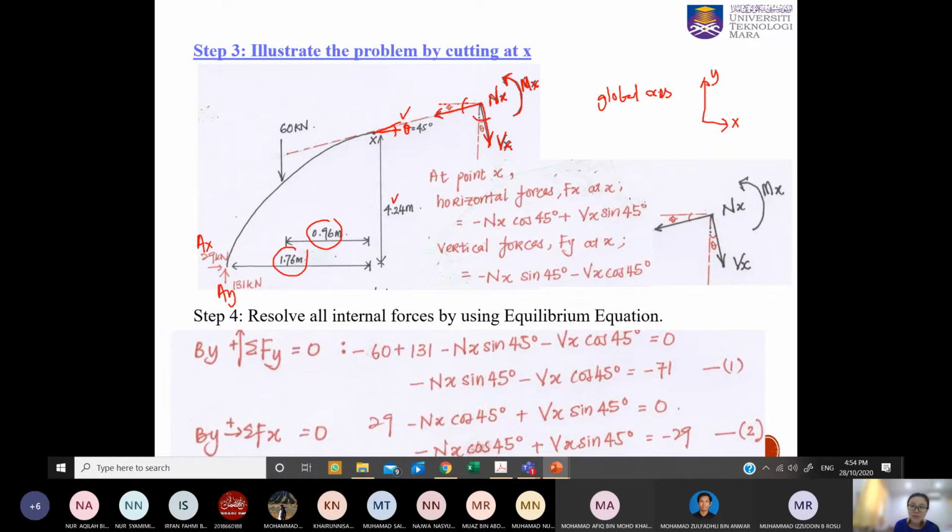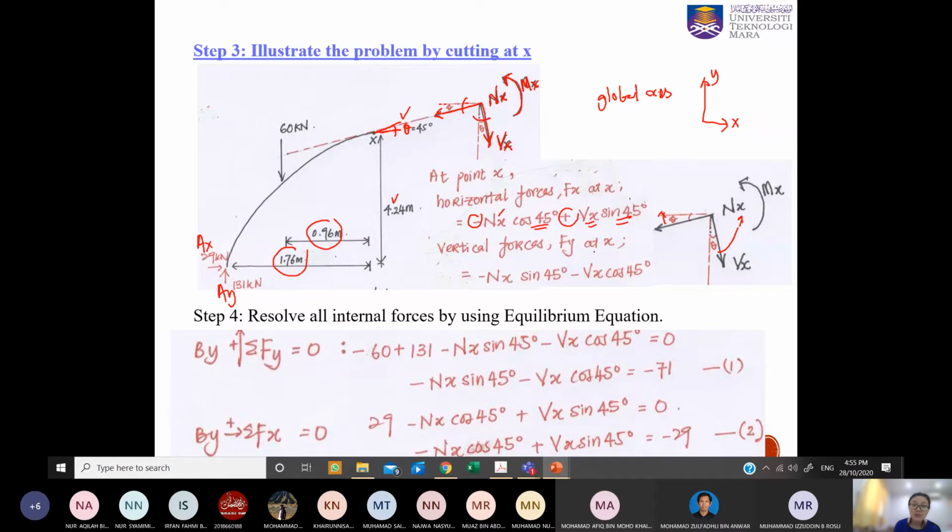So now we resolve all the horizontal force from these two forces. We have nx cos 45, because we are resolving toward the angle, and vx we are resolving away from the angle, so we have vx sine 45. Vx is going to your right and nx is going to your left, therefore you have a negative and positive here.